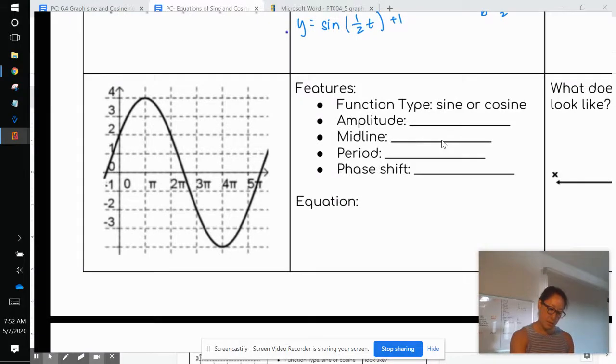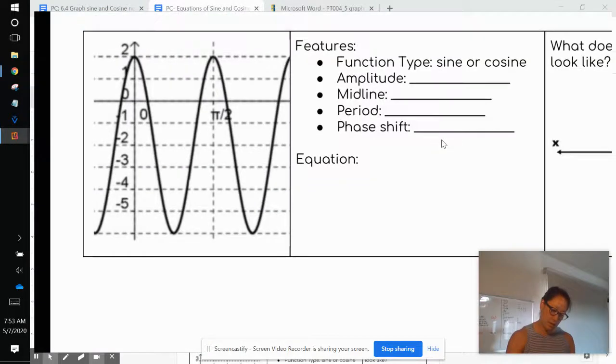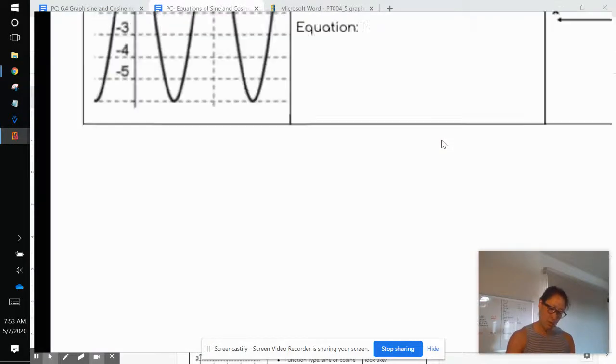All right. Okay, here we go. This one, high point, low point, midline. Okay, the mid is at 0. Amplitude is 4. Period is, I'm going to go, ooh, this one is tricky. This one has a phase displacement. Okay, we're going to stop there.